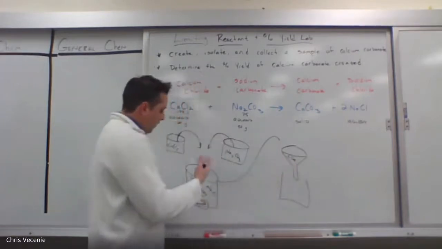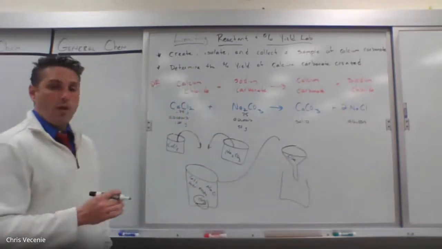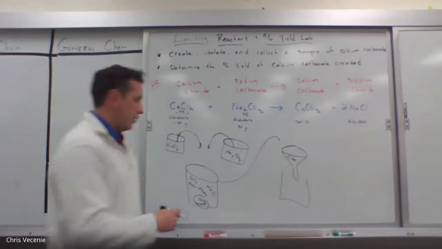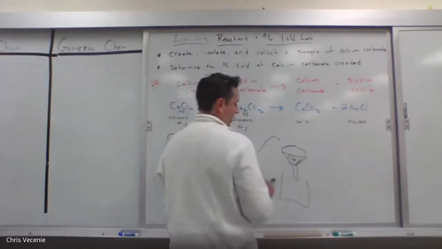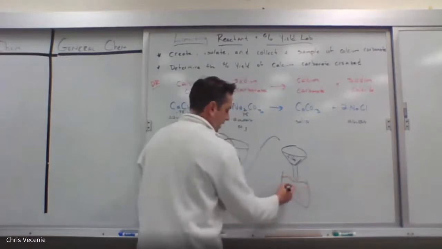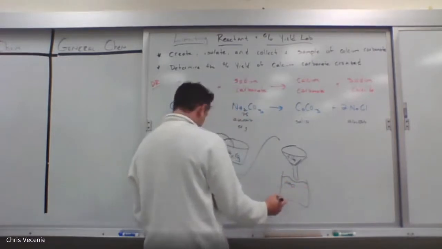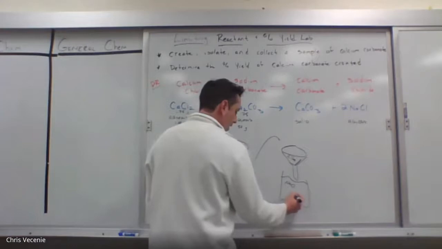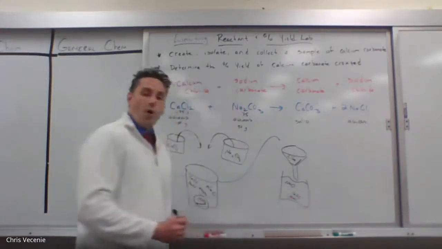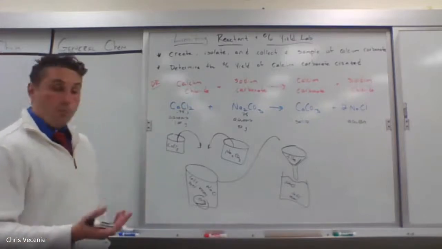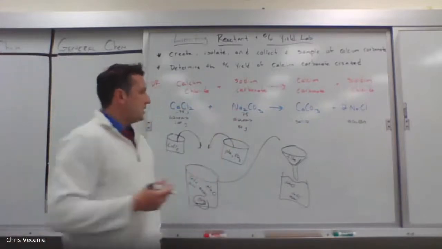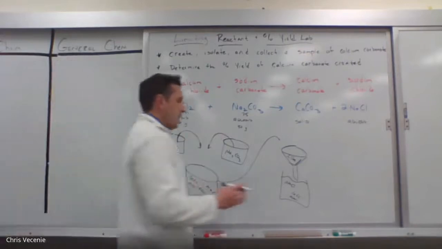Because of all the things in there, the only one that's a solid is CaCO3. It is going to get stuck in the filter, where the rest of the stuff, the NaCl, and any leftovers are going to fall through into what we call the filtrate solution. The moral of the story is the CaCO3 is going to stay stuck in the filter.